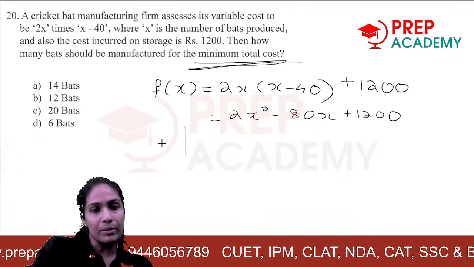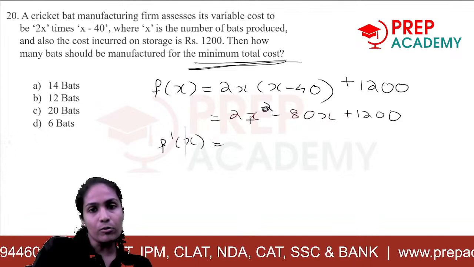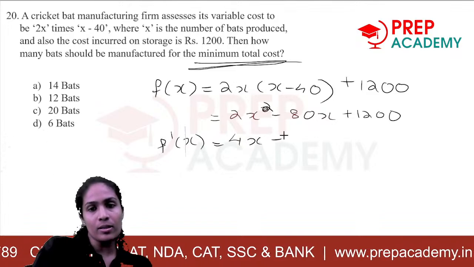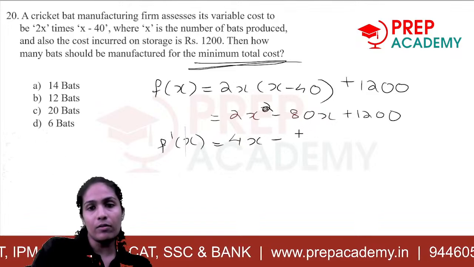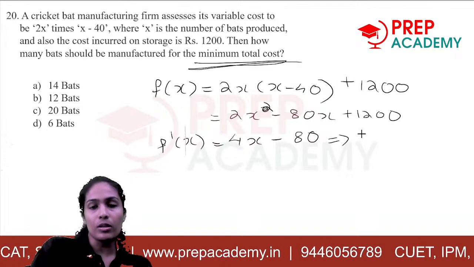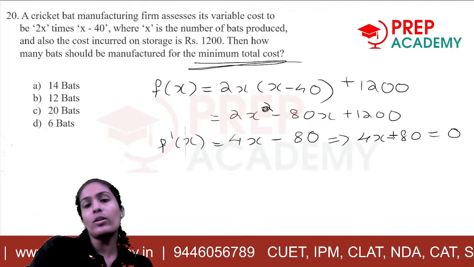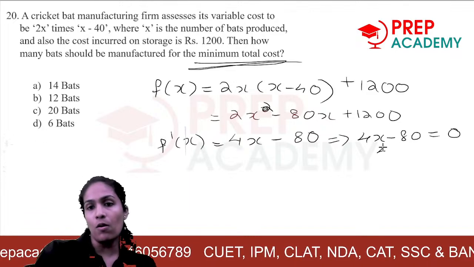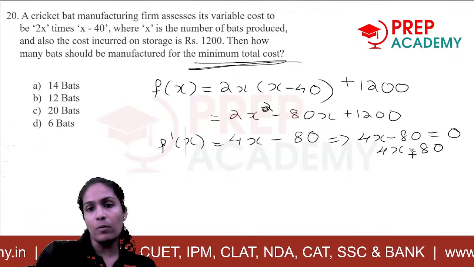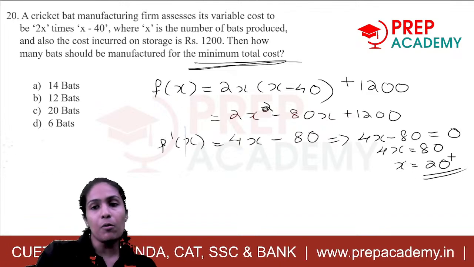To find the minimum and maximum, you have to find the first derivative. The first derivative is: derivative of 2x square is 4x, minus derivative of 80x is 80. Now equate this to 0. This is 4x minus 80. This is done to find the critical point. So 4x minus 80 is equal to 0, or 4x is equal to 80, or x is equal to 20. 80 by 4 is 20. So the critical point is 20.